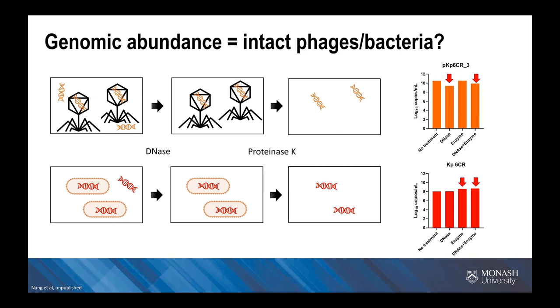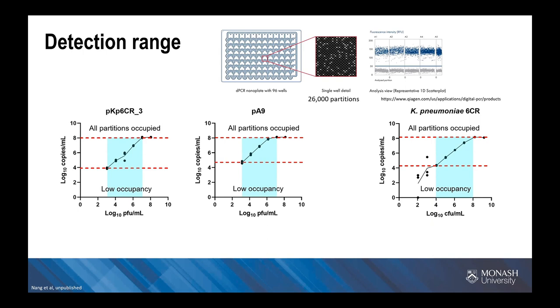Whereas for our bacterial sample, it appears that the proteinase K treatment slightly increased the abundance of detected genome copy number. And this means proteinase K is required to lyse the bacterial cell effectively in order for the DNA to be released for the PCR detection.